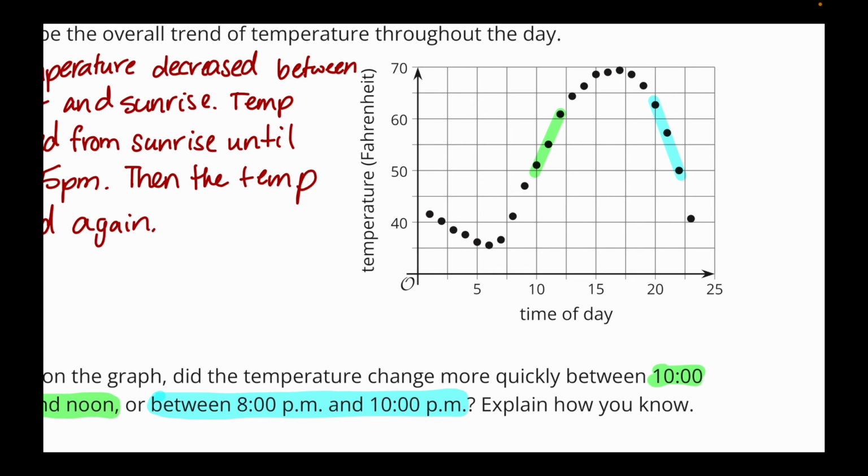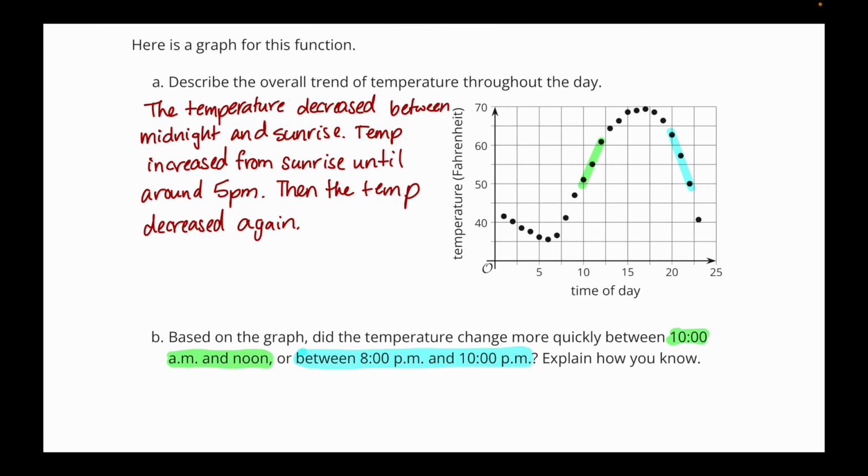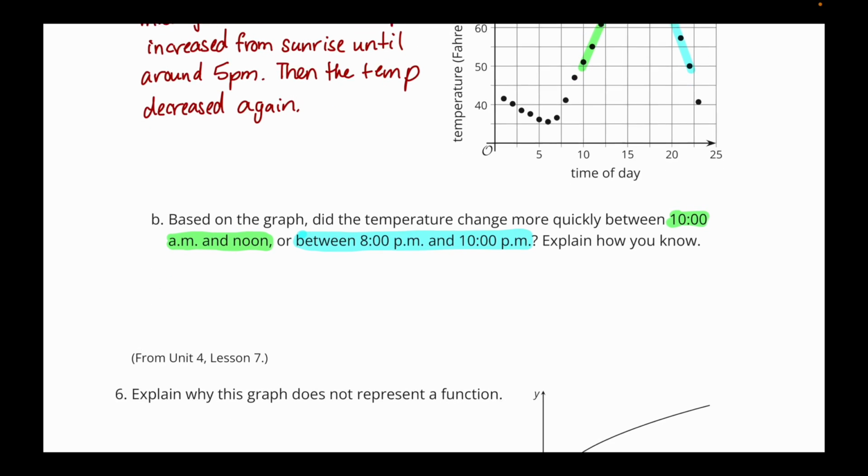Just based on this, I know my two bottom dots are kind of close to each other, but if you look at just the verticalness of how far they have to go up, like the length of these, the blue one is actually longer. And these both span the same number of hours. They're not asking us which one's positive versus negative, they're just saying changing more quickly. So it's allowed to be an increase or a decrease. So I'm going to say that it was between 8 p.m. and 10 p.m.